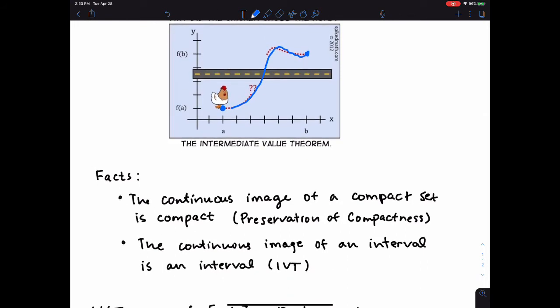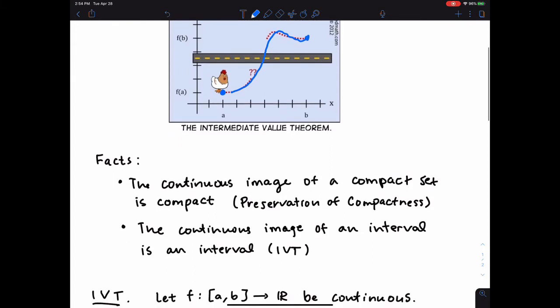All right, so just some facts that I want to highlight. We've talked about whether sets with certain topological properties as the domain of a function, when you plug them into a continuous function, does the range or the image set have to have that same topological property. So far we've seen that the continuous image of a compact set is compact. That's another way of saying if your domain is compact and your function is continuous, then f of the domain is also compact. That's the theorem that we call the preservation of compactness.